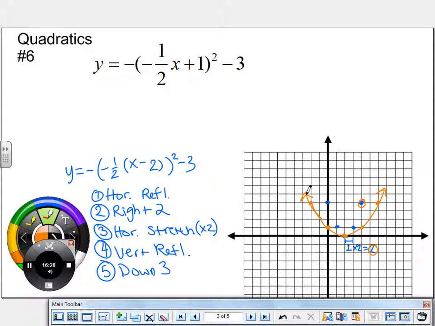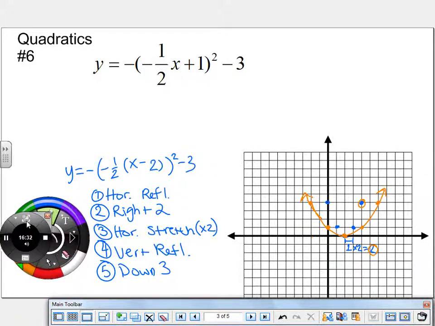Then we want to vertically reflect it. So what we want to do now is take all those points and flip them over the x-axis. Notice that the vertex point is not going to move because it's on the x-axis. So it's still going to be in the same place, but everything that was above the axis will now be below the axis. So all of these points will now just get plotted below the vertex. Same distances, but downward instead of upward.